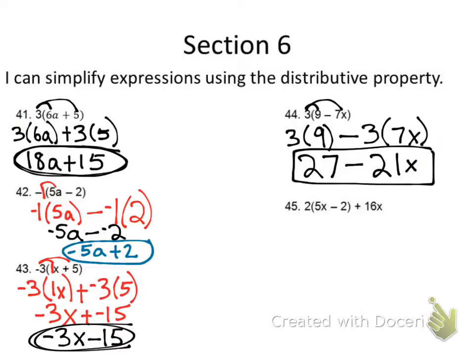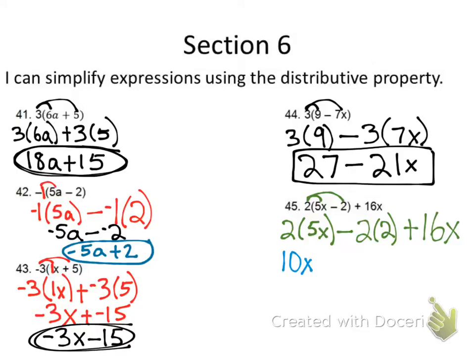And last, but not least, we have 2 times 5x minus 2 times 2. Uh-oh, what's this guy doing? All right, a little order of operations here. Don't start adding that 16x until you clear out all the multiplications. So this is going to be 10x minus 4 plus 16x. Am I done? No.